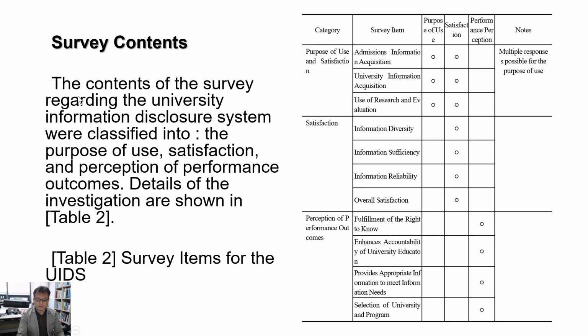Survey content. The contents of the survey regarding the university information disclosure system were classified into the purpose of use, satisfaction, and perception of performance outcomes. Details of the investigation are shown in Table 2.